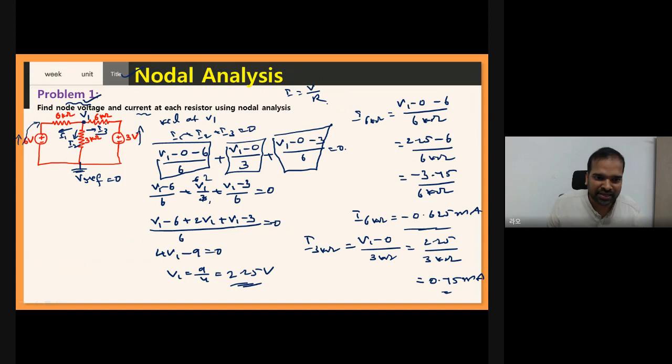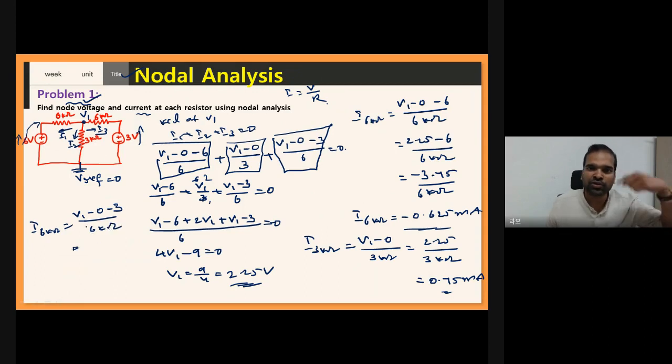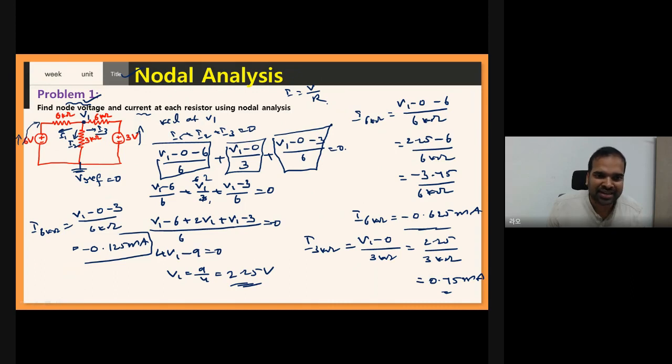Now what would be the current I3? So the current through the 6 kilo ohm, in this direction. So V1 minus 0 minus 3 by 6 kilo ohm. If you substitute V1 and minus 3, kilo ohm goes to the denominator, so the current is in milliampere. Therefore, you will get minus 0.125 milliampere. So once again I am getting minus. That means my assumed current direction is wrong. The actual current is this one, but I have assumed the opposite side. Therefore, I get minus 0.125.